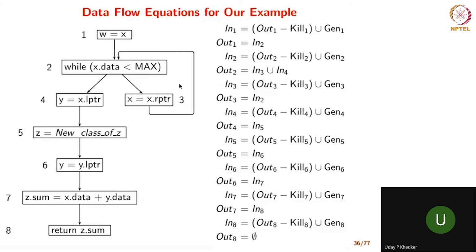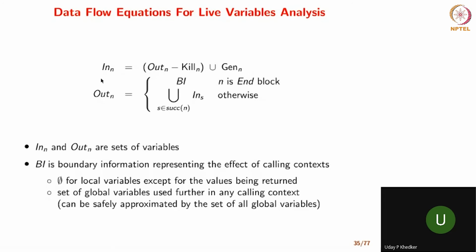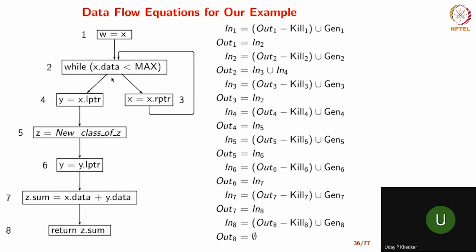So let's look at the equations. Now, this is n, and we can instantiate this n for a node in the control flow graph. So for our earlier motivating example, this is how the equations appear. Out 8 is equal to the empty set. We are restricting ourselves to local variables, and therefore the boundary information is the empty set. In 8 is out 8 minus kill 8 union gen 8. Out 7 is in of 8, since 7 has a single successor. So this is how we write down the equations.